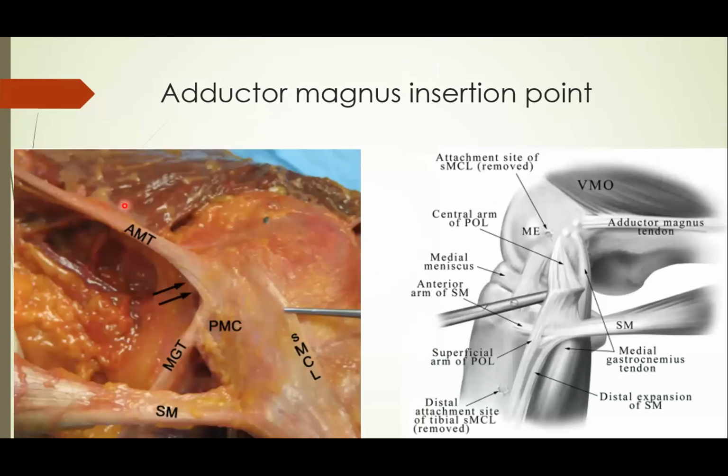You can see how it is closely oriented with the medial gastrocnemius tendon insertion by way of its thick fascial expansion. It also has close association with the posterior oblique ligaments, especially the capsular arm and the posteromedial capsule.